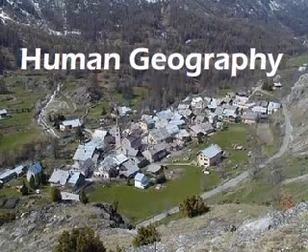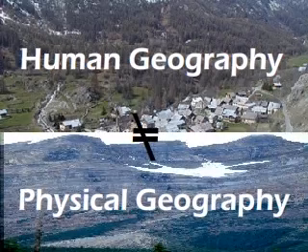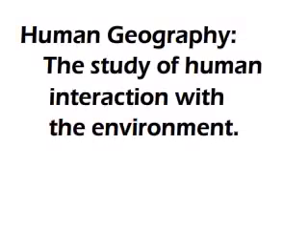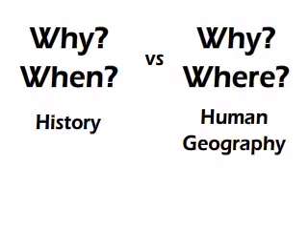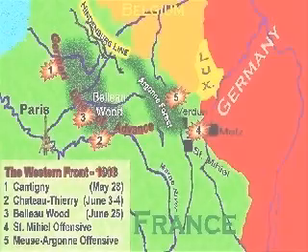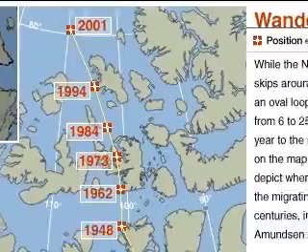What is human geography? Human geography has almost nothing to do with physical geography, so don't confuse the two. The point of human geography is to study human activities, not natural forces. It's like history, except the key questions are different. Instead of asking why and when, human geographers ask why and where. Of course, it's hard to look only at when or where something happened, so there's a lot of crossing over between the two.